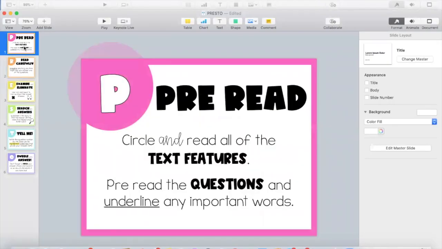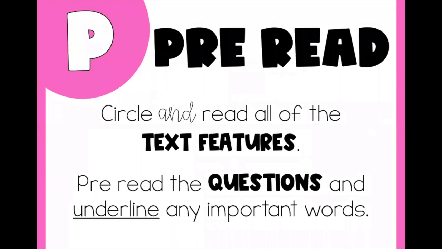All right. So the first step of Presto, we have P, which stands for pre-read. And when we pre-read, what we're going to do is circle and read all of the text features. So text features, remember, are things like the title, subtitles, pictures, diagrams, maps, charts, maybe captions with the picture. Anything like that, I want you to circle it and look over it because that's also going to give you clues as to what the passage is going to be about.